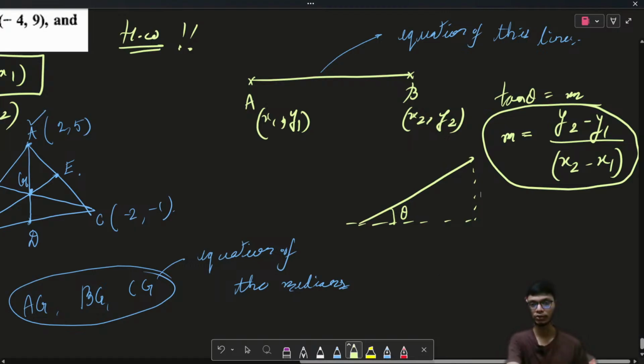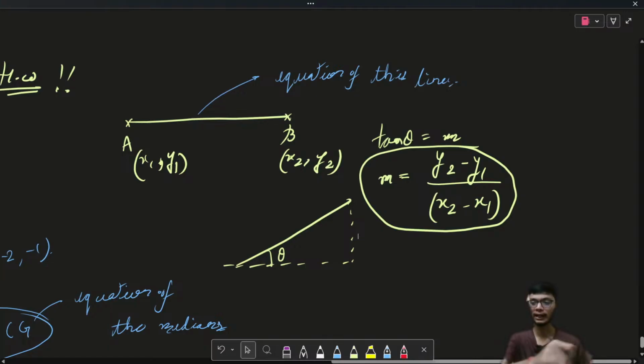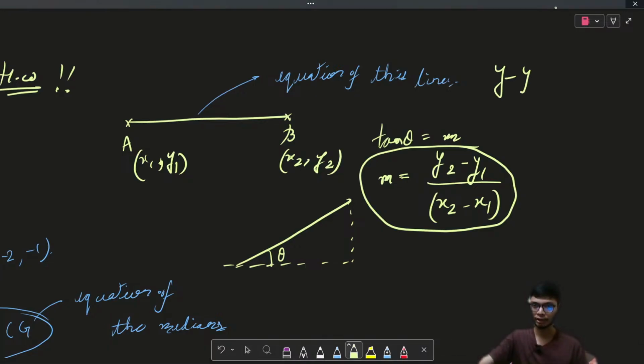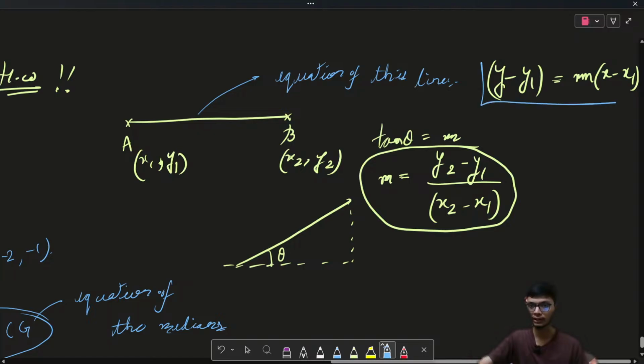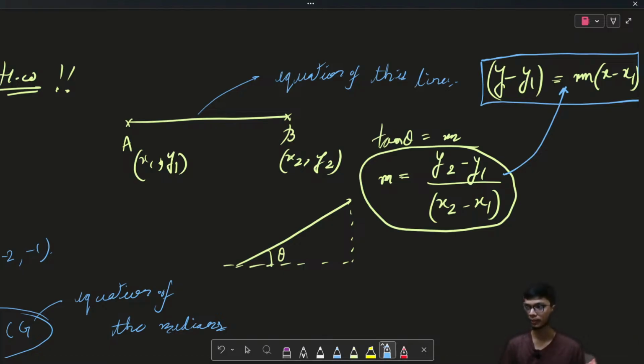So once I have the slope of the line and I know any point lying on the line, I can easily formulate the equation of the line as y minus y1 equals m times x minus x1, right? So this is going to be the equation of the line. You can just substitute the slope over here and formulate the equation of the line. I hope this is clear to all of you. Is this part clear to all of you?